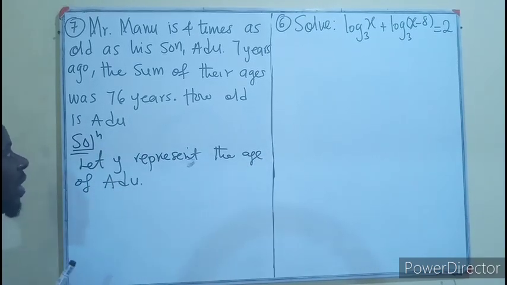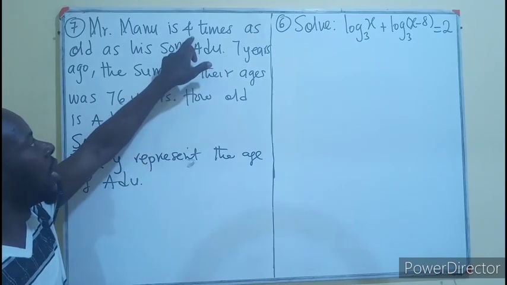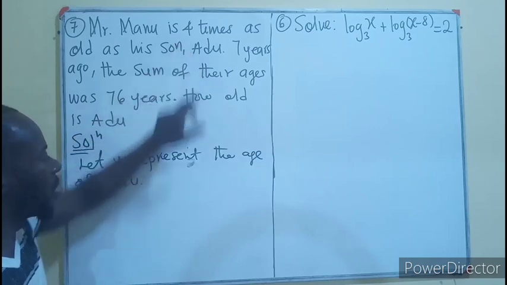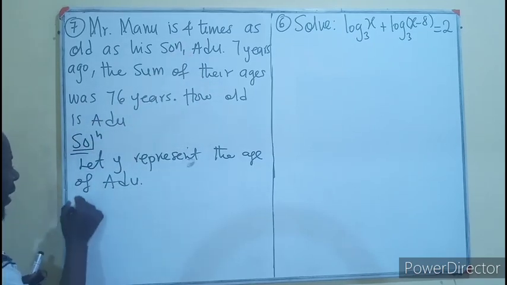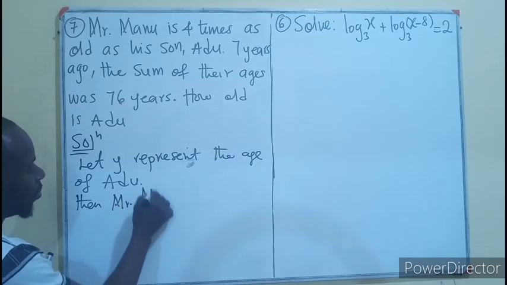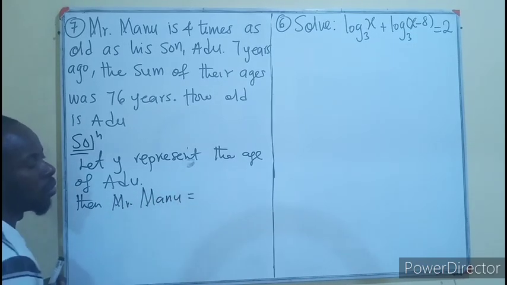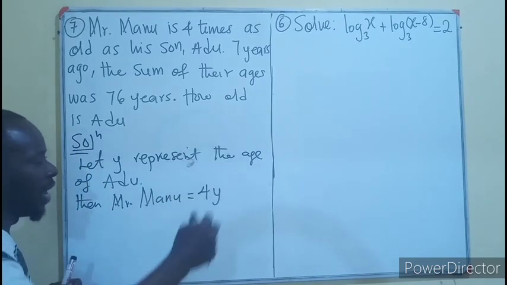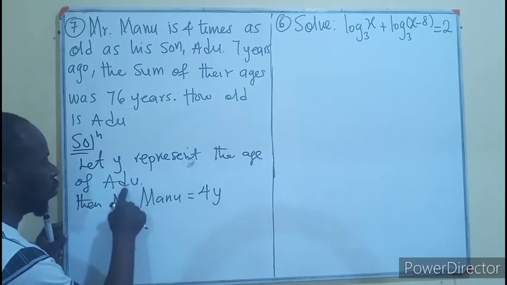If y represents the age of Edu, now the father, who is Mr. Menu, is going to be 4 times that. Then Mr. Menu's age becomes what? 4 times y, because it is 4 times the age of the son, and the son is y.